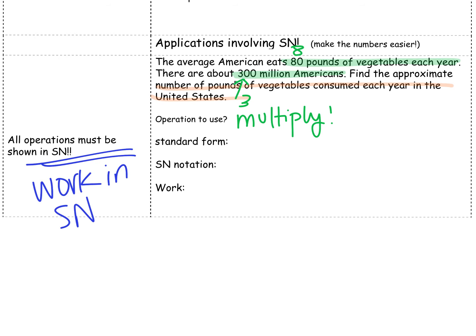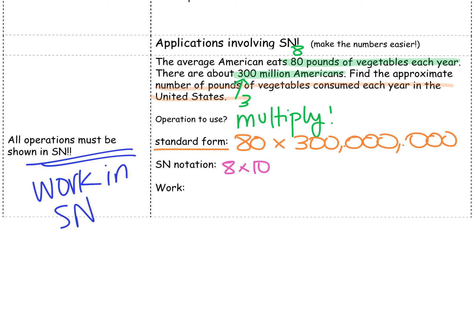So first, think about our problem in standard form. I need to take 80 pounds of veggies times 300 million people. So I'm going to write that out as a number. But I said all of our work needs to be in scientific notation. So first we have to put 80 in scientific notation: 8 times 10 to the first power. And I need to multiply that by 300 million. So it's 3 times 10 to the 1, 2, 3, 4, 5, 6, 7, 8th power.